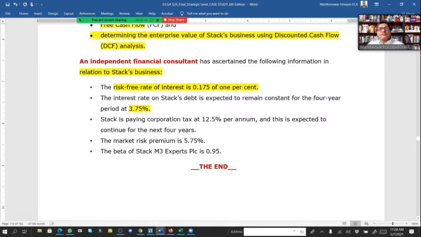3.75. The company is paying corporate tax at a 12.5% minimum tax, and this is expected to continue for the next 4 years. So the tax rate is 12.5% for the next 4 years also. The market risk premium is 5.75% and also beta is expected to be 0.95.